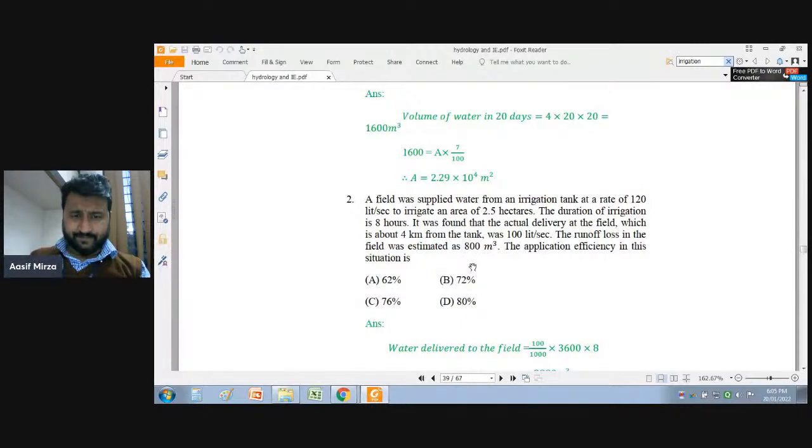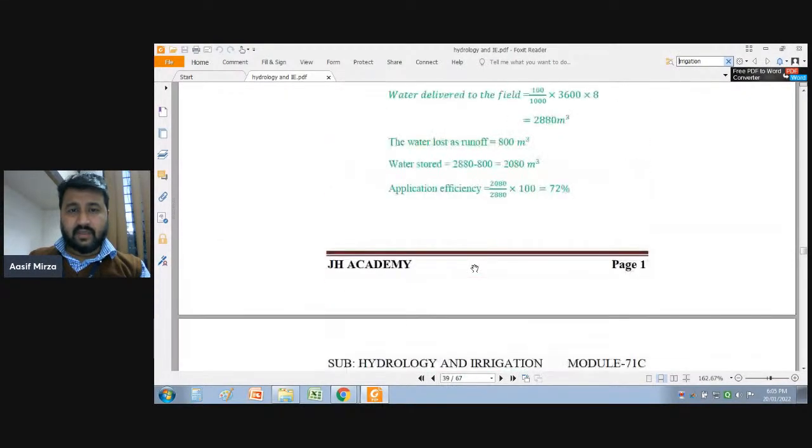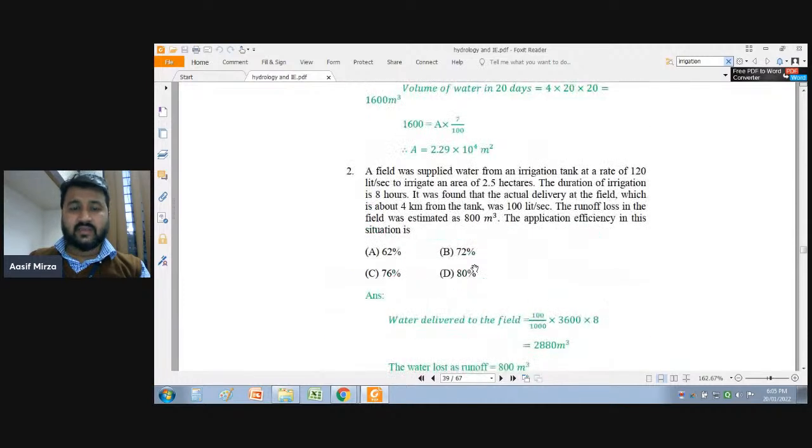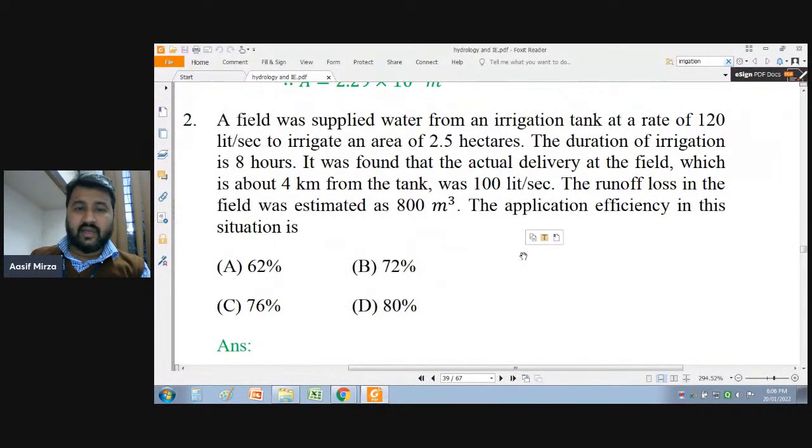Now similarly, a question may be asked to calculate the efficiency. A field was supplied water from the irrigation tank at a rate of 120 liter per second to irrigate an area of 2.5 hectares. The duration of the irrigation is 8 hours. It was found that the actual delivery at the field, which is about 4 kilometers from the tank, was 100 liter per second. The runoff loss in the field was estimated as 800 meter cube.